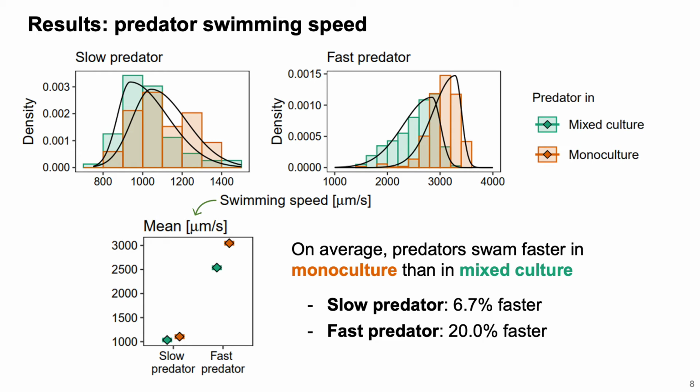The estimated mean swimming speeds are shown in the figure at the bottom of the slide. On average, predators swam faster in the monoculture than in the mixed culture. The slow predator swam about 7% faster and the fast predator swam 20% faster.